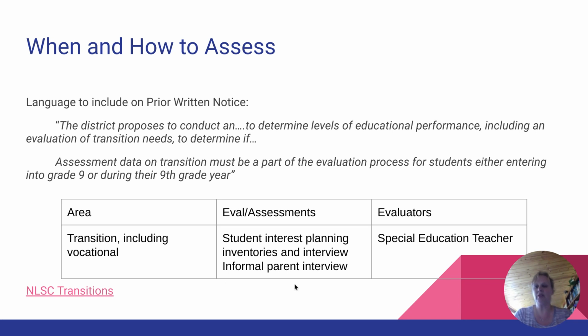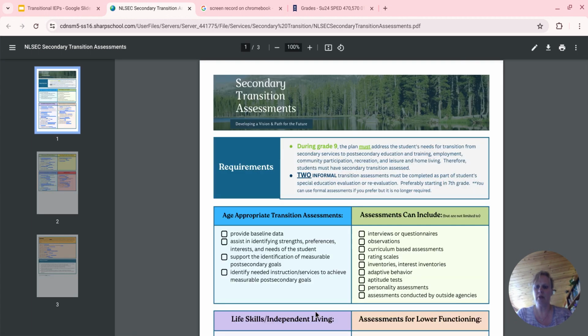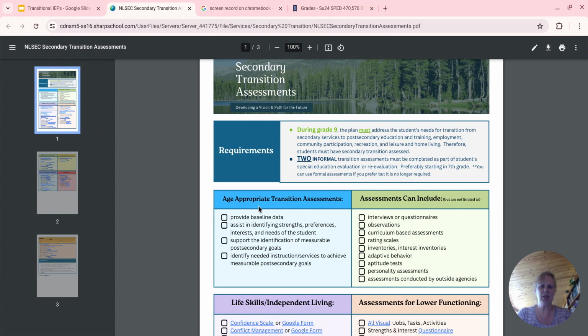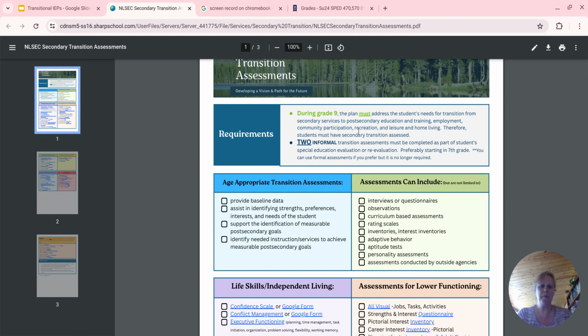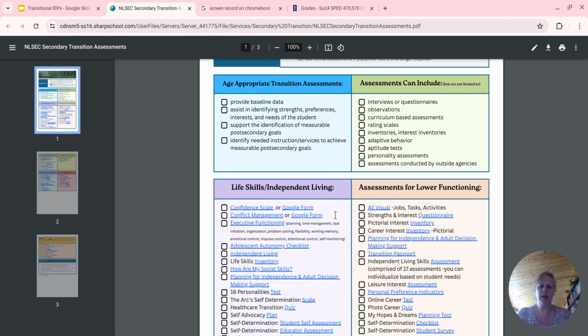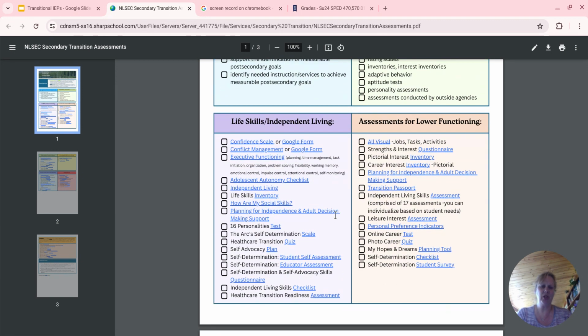So what I'm going to do right now is go ahead and pull up that link for you and show you some of the information that you can find here. This again shows you that reminder that we must address that need for transition, and that two informal transition assessments may be completed. And so you'll find a plethora of information here regarding assessments for different levels of ability as well.